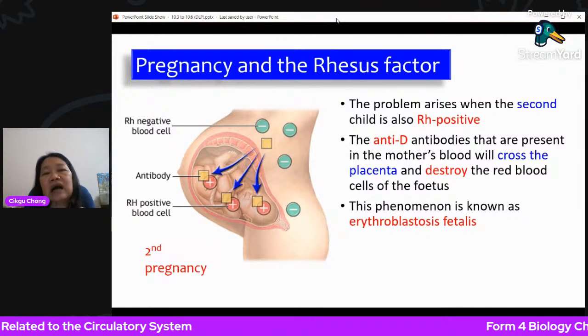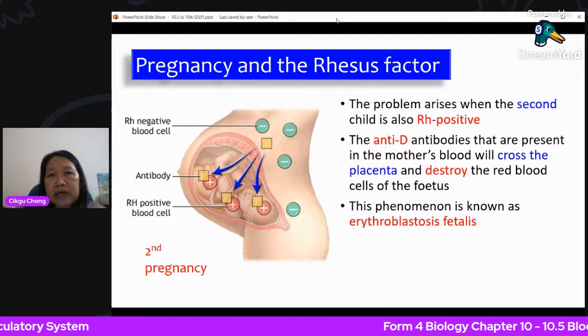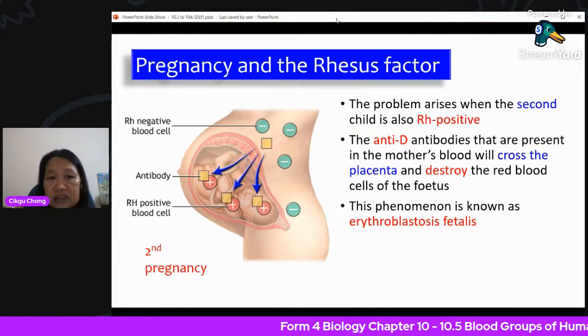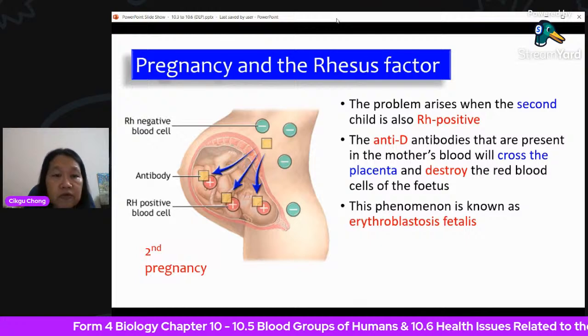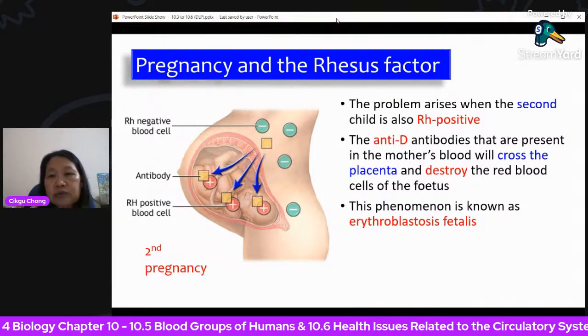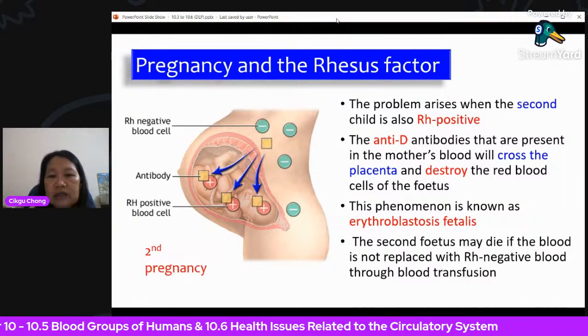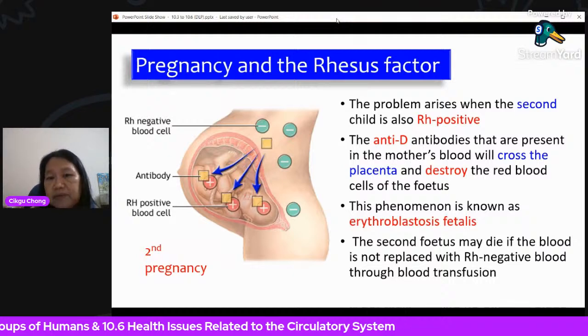But luckily, our medical technology is so advanced. We can counter this problem. We can stop this problem from happening. Okay? Now, how do we do that? So, the second fetus may die if the blood is not replaced.